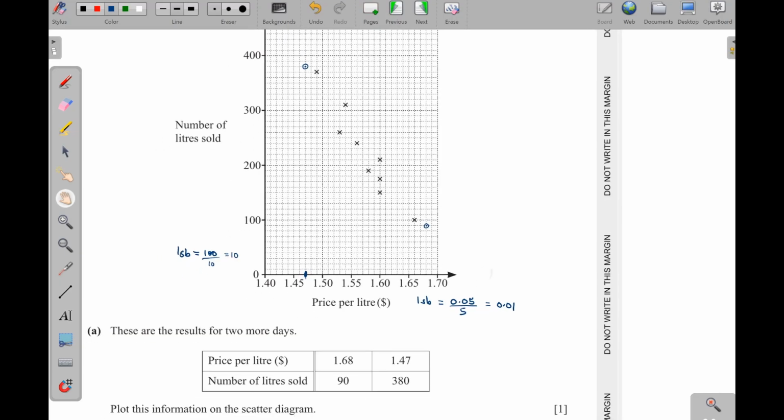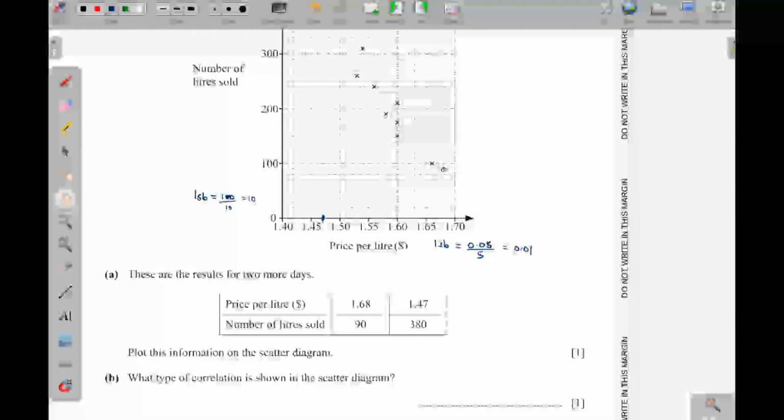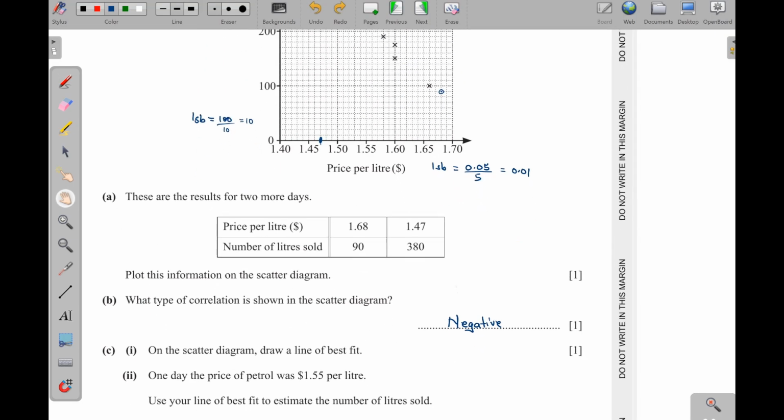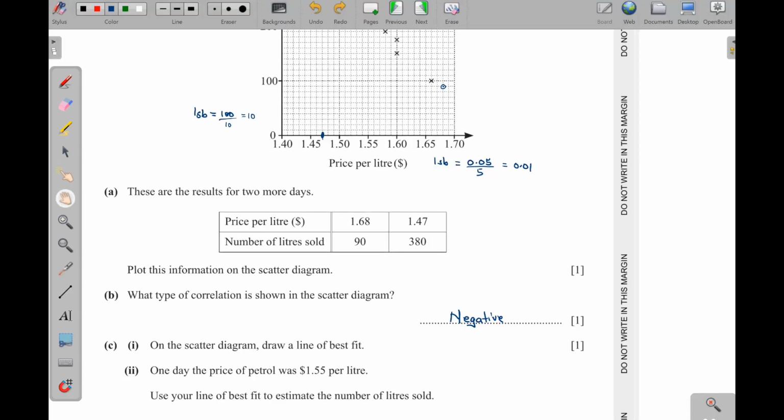Then what else? What type of correlation? This one is negative. Okay, you either say negative or positive. You see points are going like that, that's negative. If they go like that, that is positive. Okay.